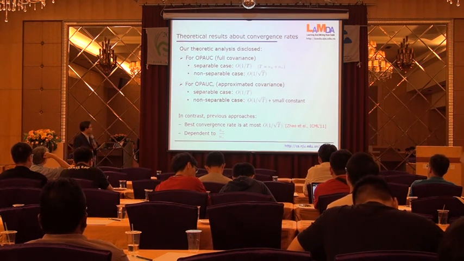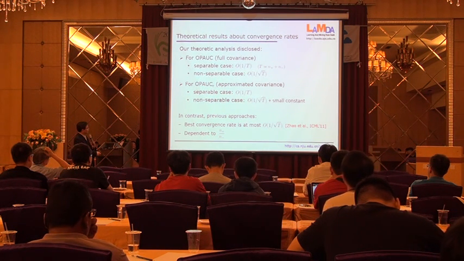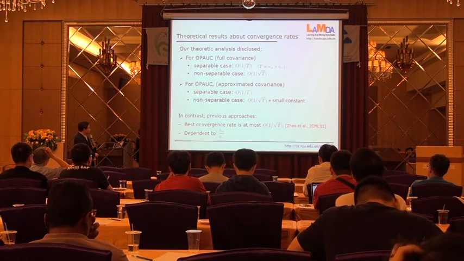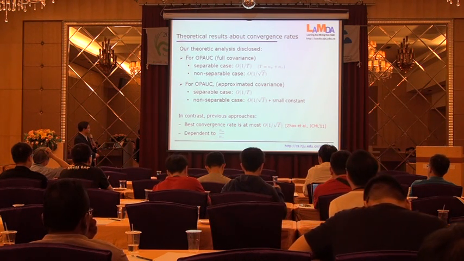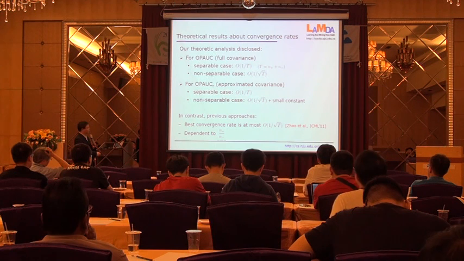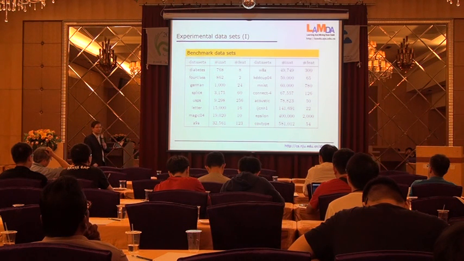In theory, we can prove that for the worst case, the convergence rate is 1 over square root t. Previously, the best case was 1 over square root t. This is for separable data, and this is for non-separable data. So theoretically, you can see OPAQUE is very, very good. I will not go into these details. I will just show you some aggregate performance.